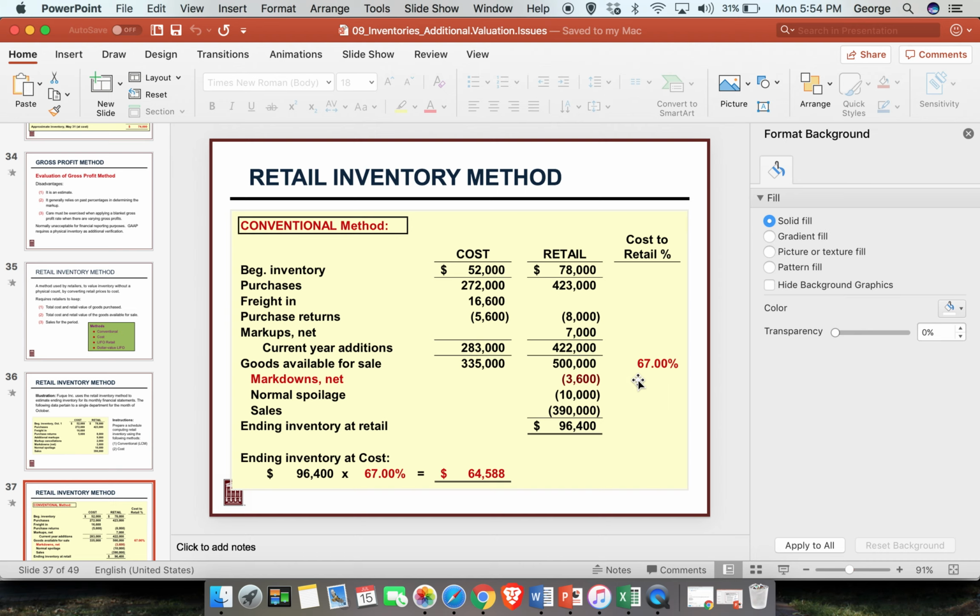So now I've got goods available for 500. I've got some markdowns, so I'm going to subtract those out. In the other method, the cost method, they're actually subtracted out up here, which is probably more appropriate in my opinion. We subtract out spoilage here, and then sales, right? Remember, goods available for sale, basically two things: sales or ending inventory. And then we have this spoilage. Normal spoilage happens in the normal course of business, and marked down to 3,600. So my ending inventory at retail would be 96,400.